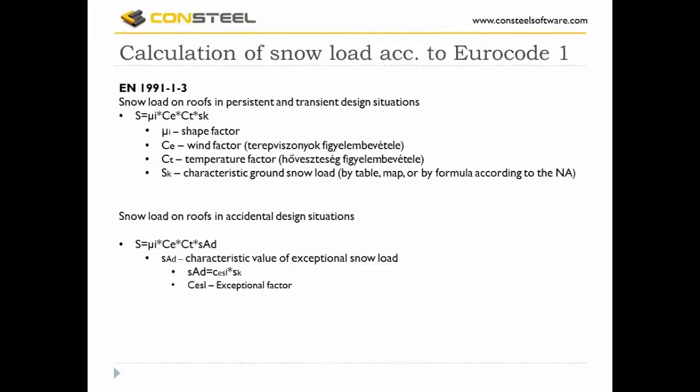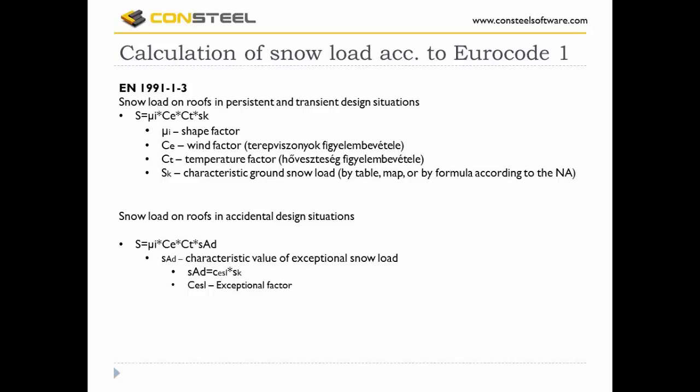In a few minutes, I would like to say some words about the concept of snow and wind load calculation in Eurocode. By EN 1991-1-3, the formula for the calculation of snow loads for roofs in persistent and transient design situations is given, and you can see it here at the top. The result depends on the shape factor, which takes the geometry of the roof into consideration, and the CE factor, which is the wind exposure factor and depends on the surrounding terrain.